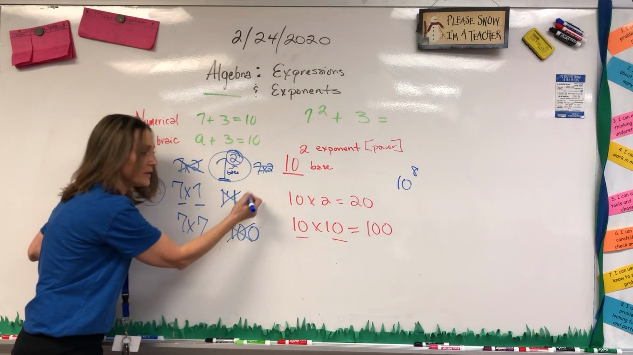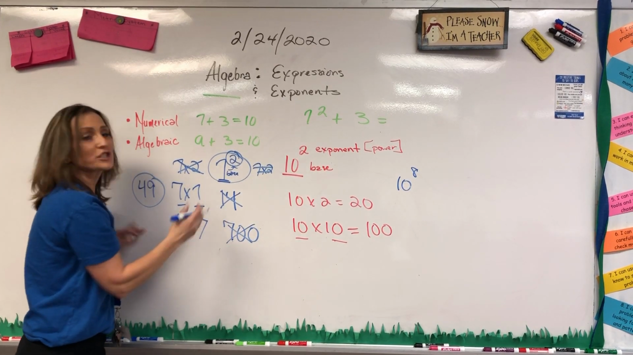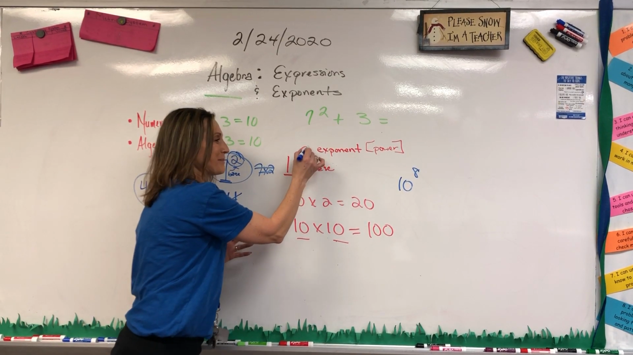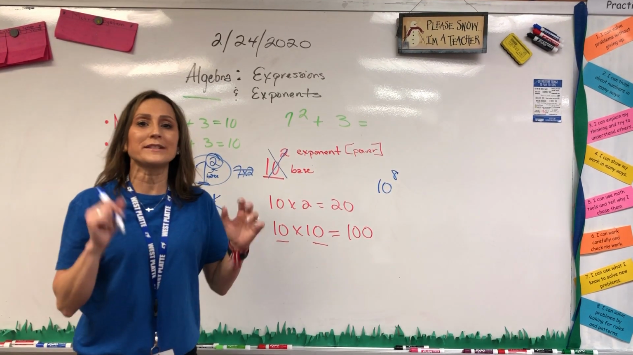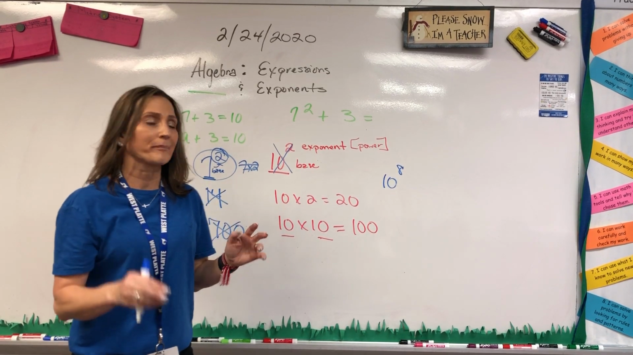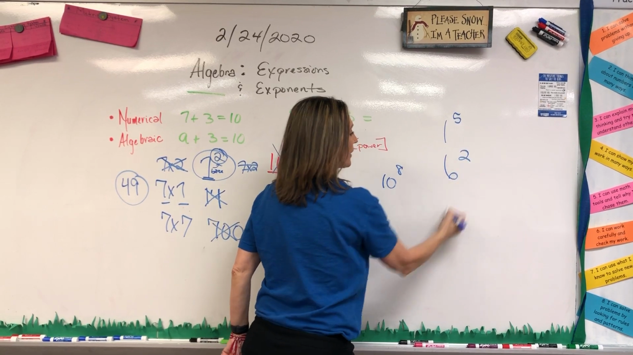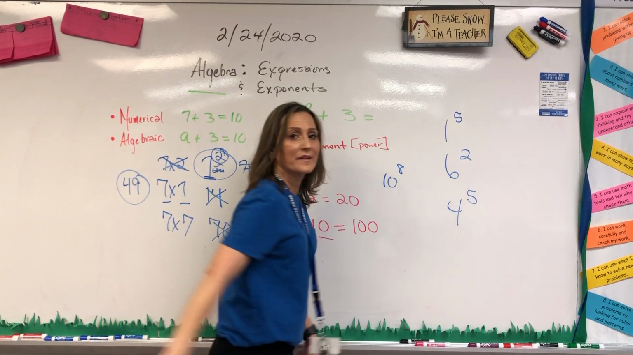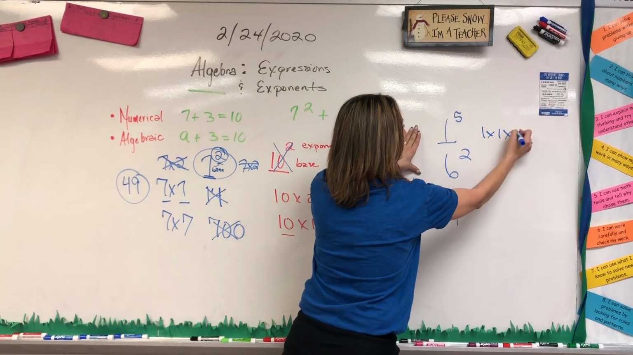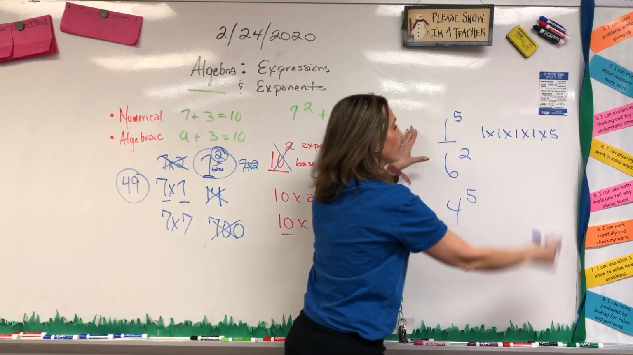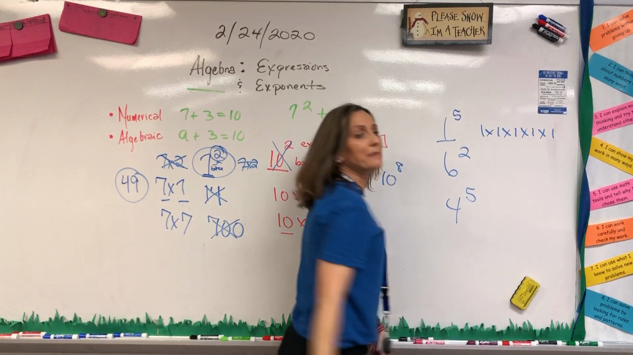Because even 7 times 2, as they said, is 14. And 7 times 7 wouldn't get them 700. So I don't want them thinking about really base 10 numbers if we can avoid that. I just want them thinking about what does it mean when you have an exponent. And no matter what you have, 1 to the power of 5, 6 to the power of 2, 4 to the power of 5, what an exponent means is you take that base number 5 times and you solve it.